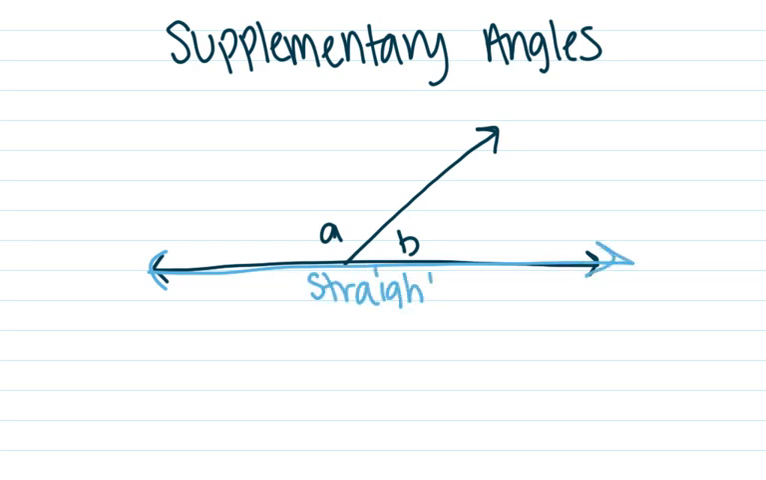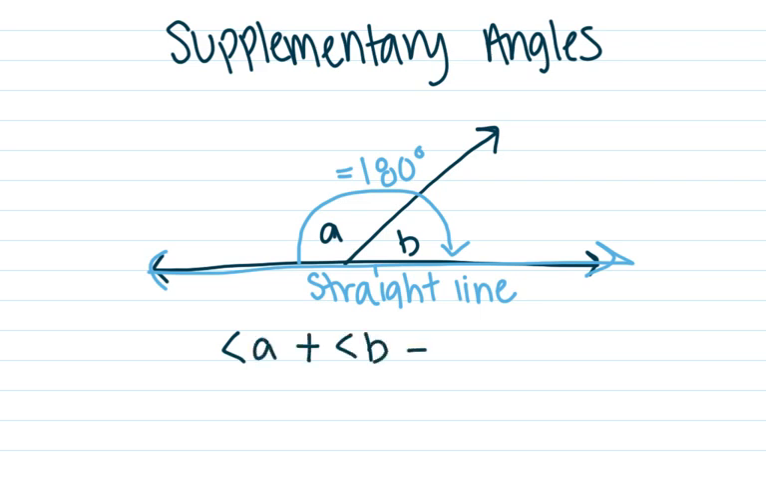And that's really important because when you have two angles on a straight line, or however many angles you have on that straight line, together those angles are going to equal 180 degrees. That is what supplementary means. So what they're essentially saying is that angle A plus angle B is going to equal 180 degrees.